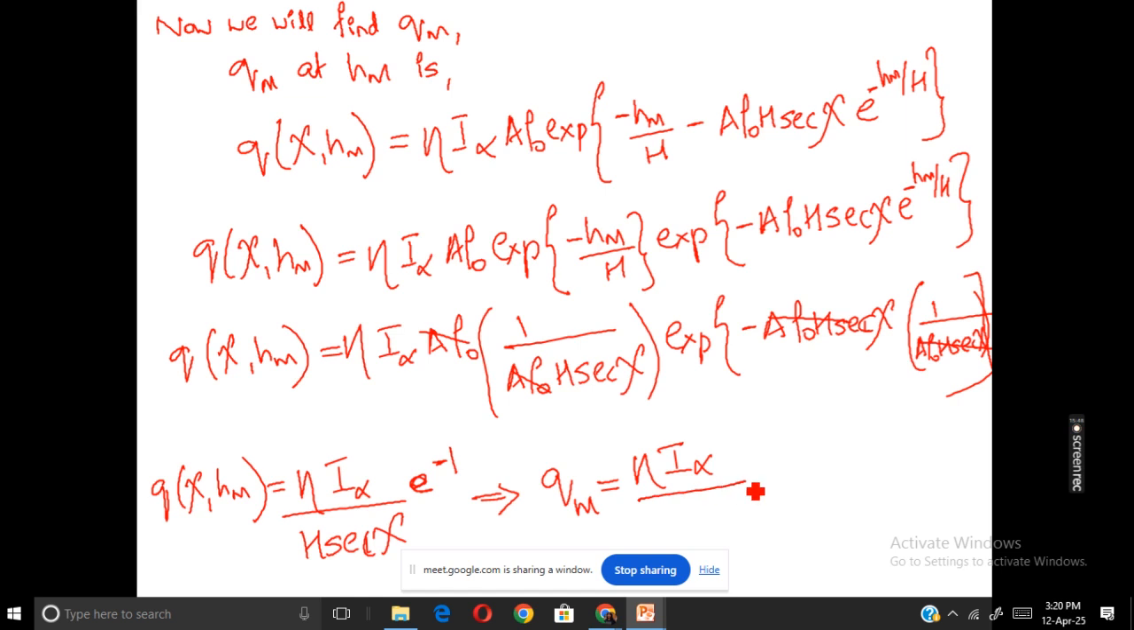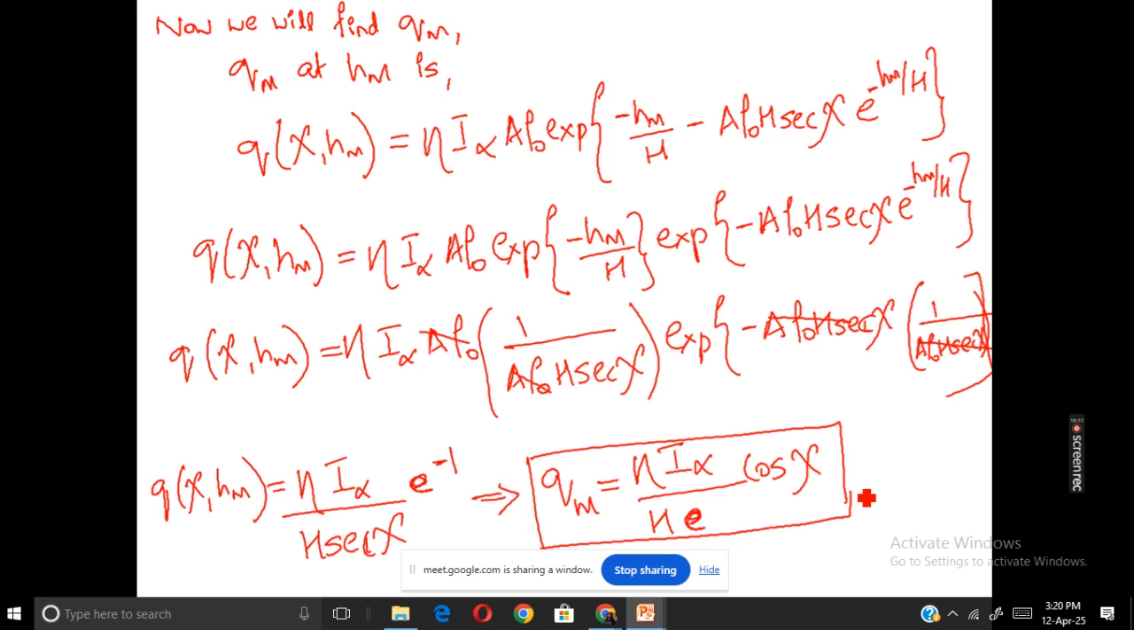Or we can write the peak production Qm is given by η I infinity by H e, this is e^(−1) into cos χ. 1 by c χ is cos χ. So this is the equation for the peak production. The equation for peak production Qm is given by η I infinity cos χ by H into e.